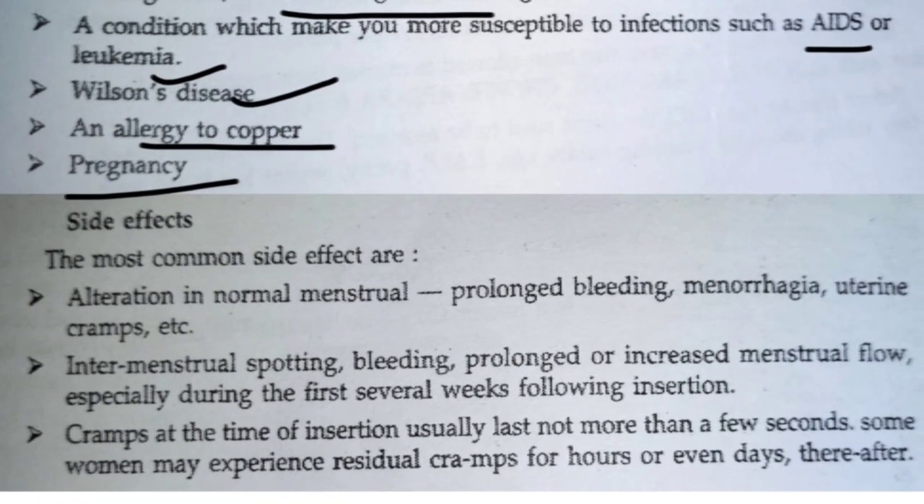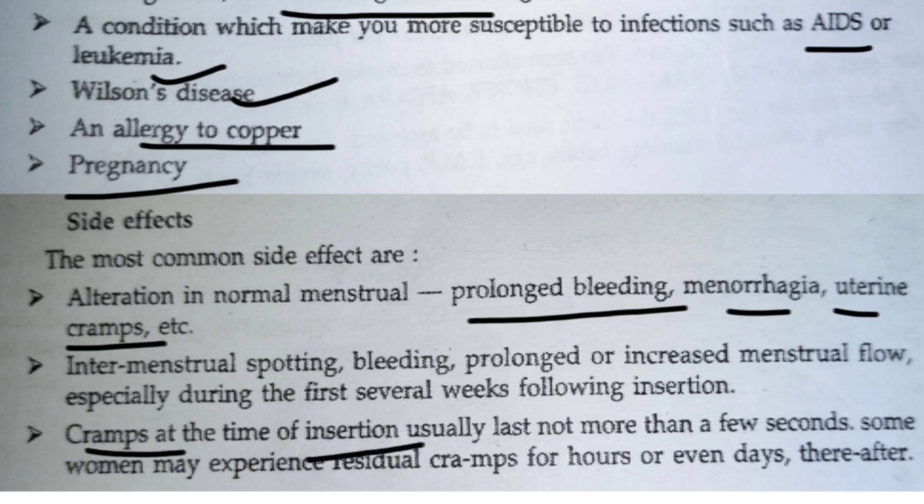Next is side effects. After using this, women have experienced very long bleeding during menstruation. There is prolonged bleeding, menorrhagia is found, and the pain during menstruation is severe. And the pain during insertion, that is when this device is inserted, generally lasts for a few seconds or minutes. This is normal, but in a few women the pain has lasted for hours and days. These are the side effects.